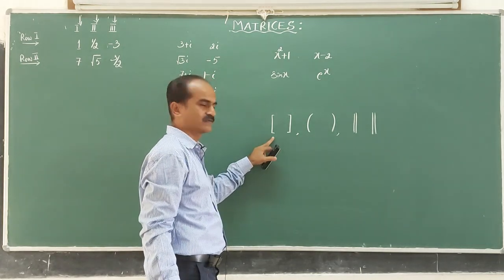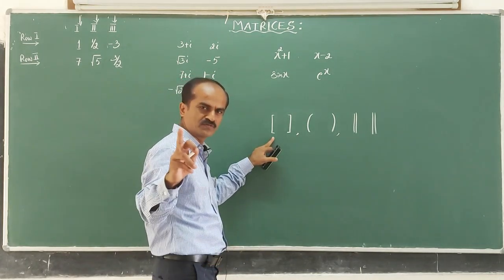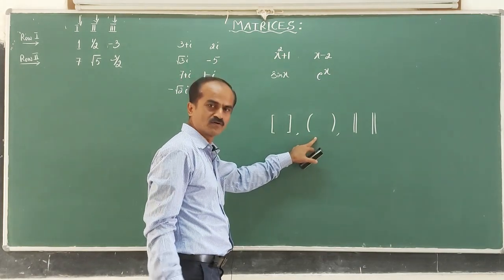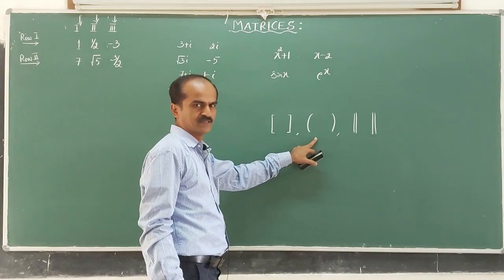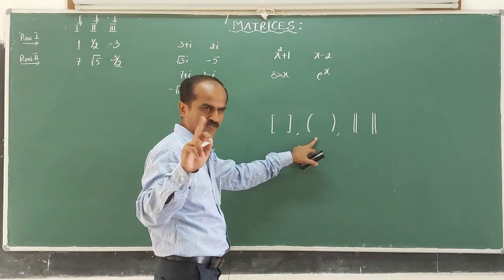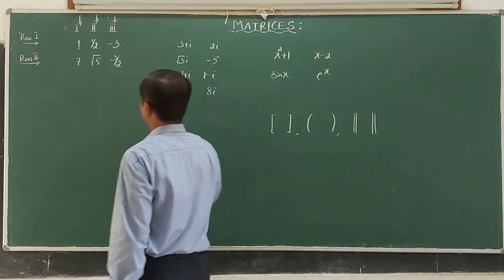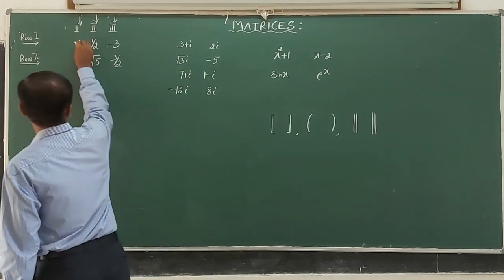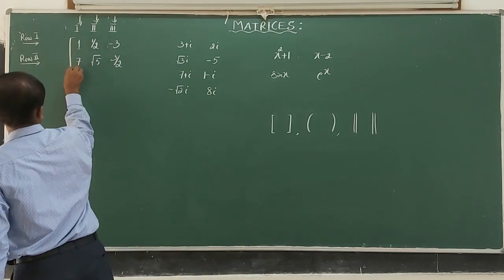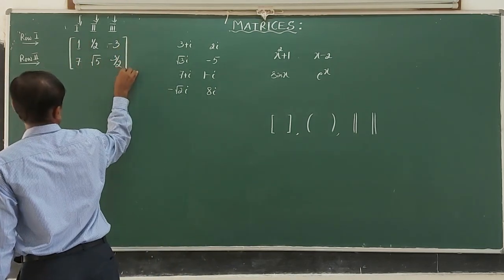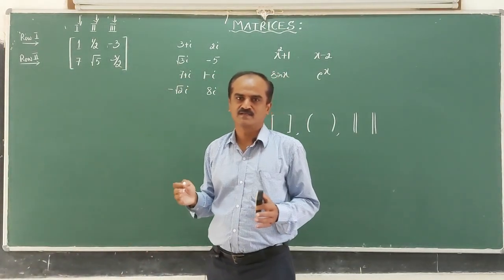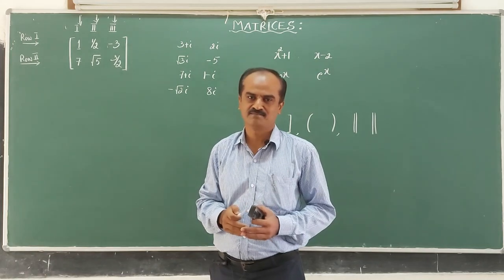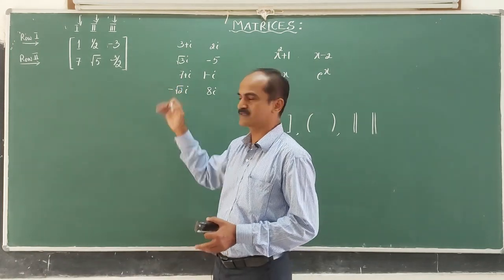If you are using square brackets, throughout the chapter use square brackets. If you are using round brackets, you have to use completely round brackets. You stick to any one notation. Here, let me enclose these numbers in square brackets. The numbers which form a matrix, here 1, 1 by 2, minus 3, etc.